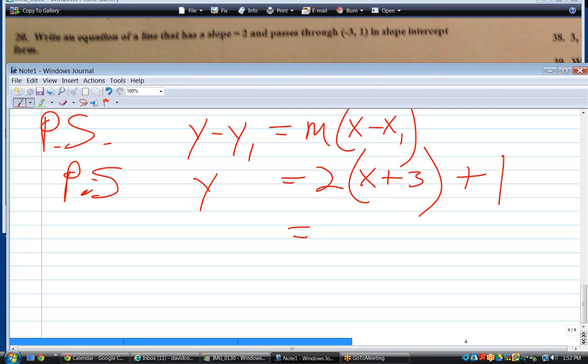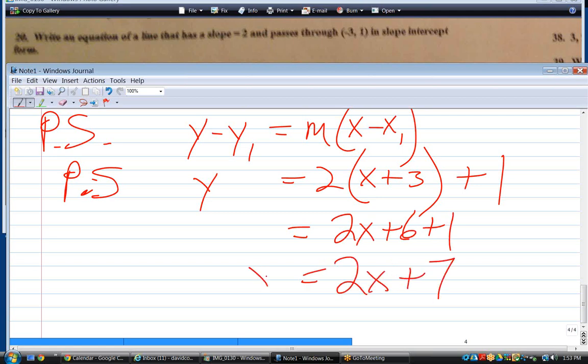You have to distribute the 2. You got to get rid of the parentheses. So what would it be? y equals 2x plus 6 plus 1, which is plus 7. Okay, so that's in slope-intercept form now. Perfect. We've got our answer.